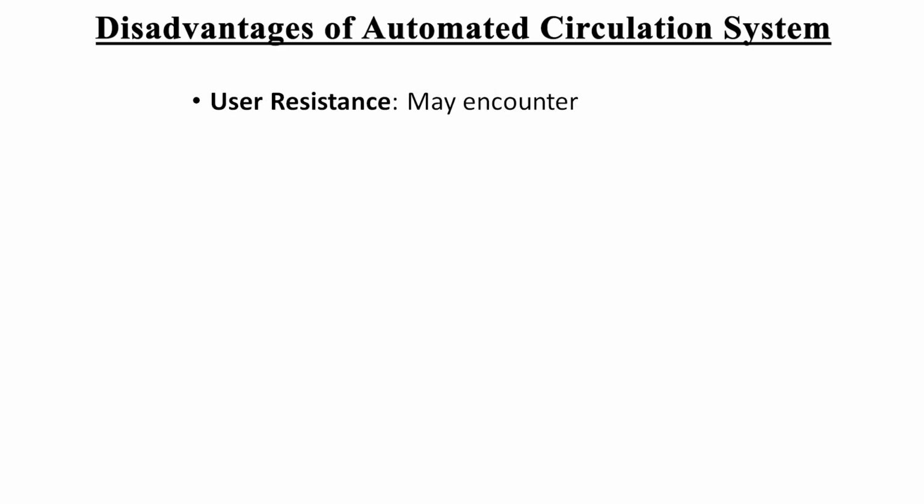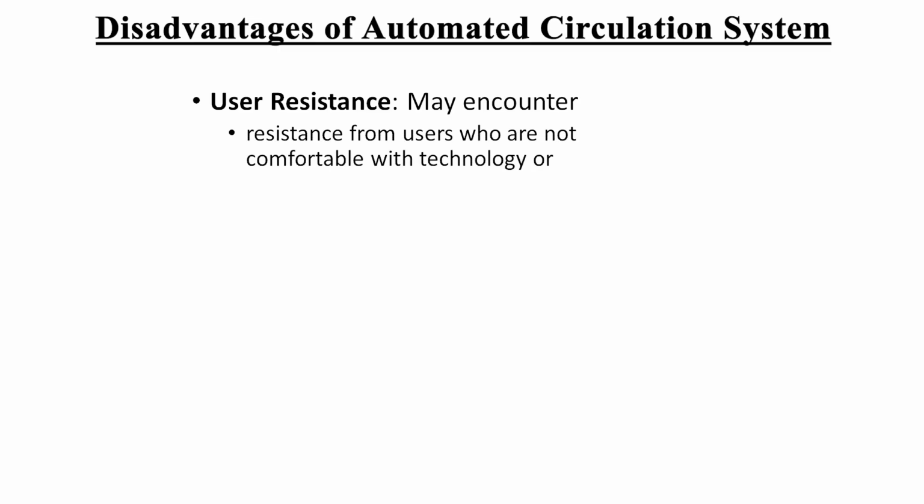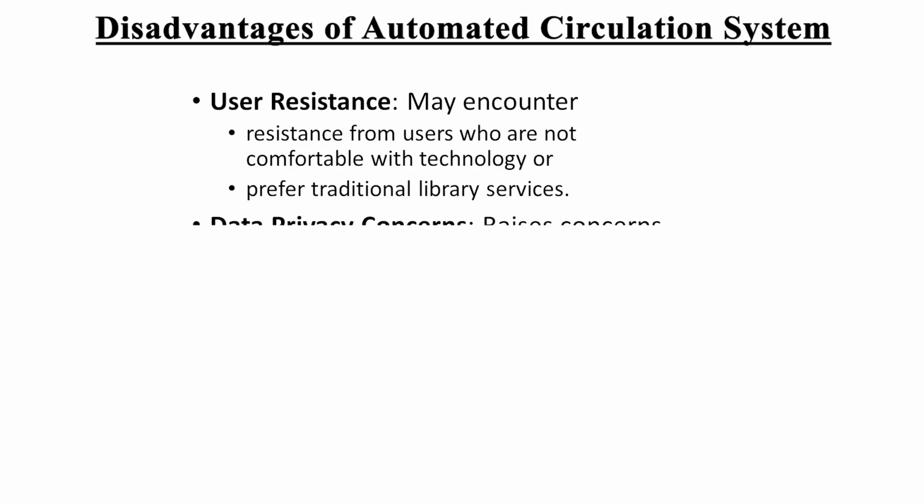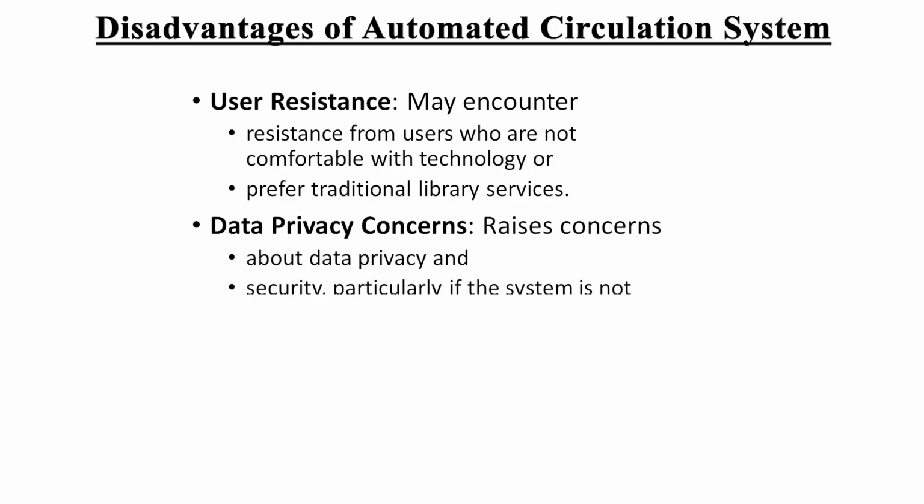User resistance: you may encounter resistance from one user to another because they are not comfortable with the technology or they may prefer traditional library services. Data privacy concern: it raises concern about data privacy and security, because some will say you will take all my personal information, or you may divulge my reading history. So that kind of security should be there.